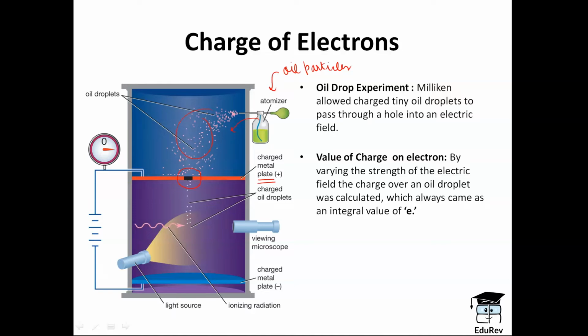The positively charged metal plate is here, whereas the negatively charged metal plate is here at the other end. This shows that an electric field is there inside this other chamber. So this is the first chamber where just oil droplets were passed, and this is the second chamber where the electric field was established.